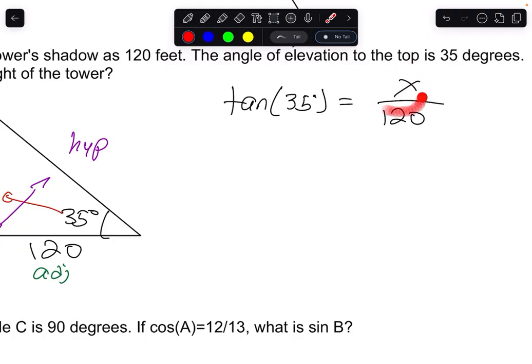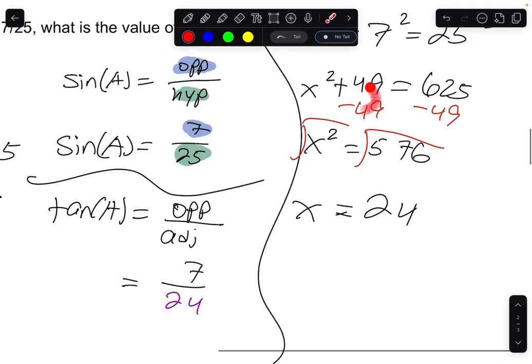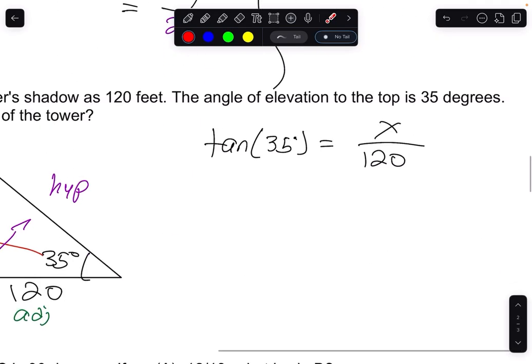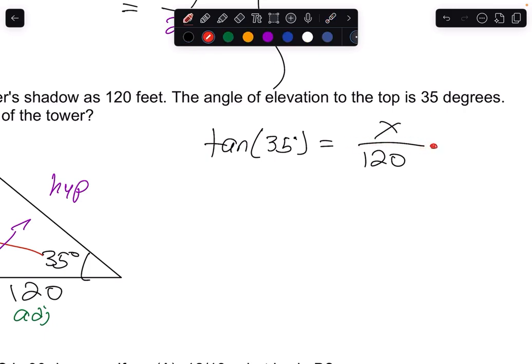I don't like x and 120 hanging out together. Let's move that 120 to the other side. Well, right now you're dividing by 120. We always want to do opposite operations, right? That's kind of why we subtracted 49 earlier. That's kind of why we took the square root. You want to do the opposite. So the opposite of division would be multiplication. So instead of dividing by 120, let's multiply by 120.